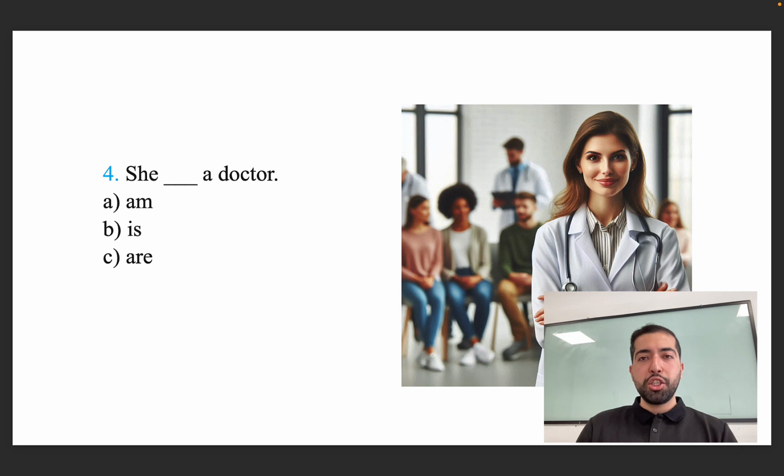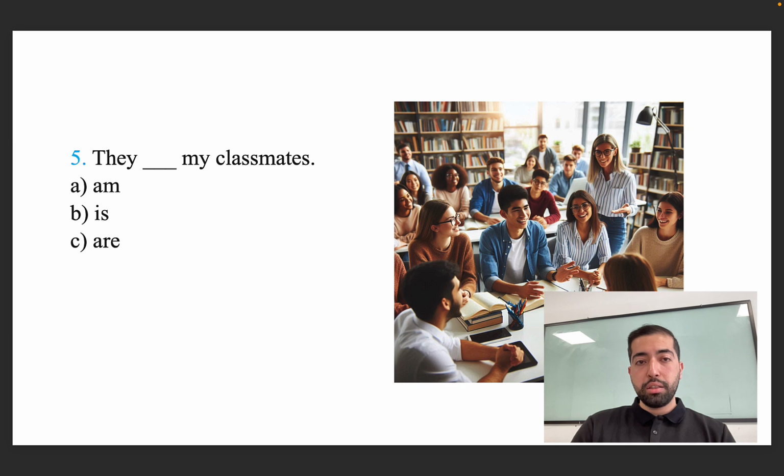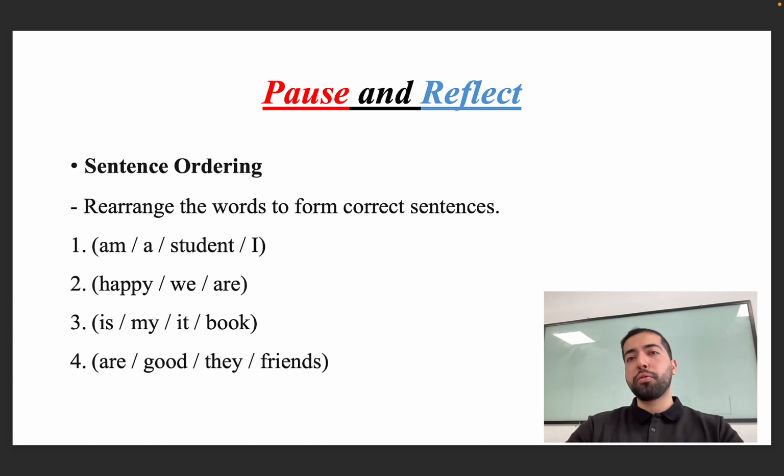Next one. She blank a doctor. She refers to a woman or a girl, which the proper to be form in the present tense for she is going to be is. She is a doctor. They blank my classmates. They are.